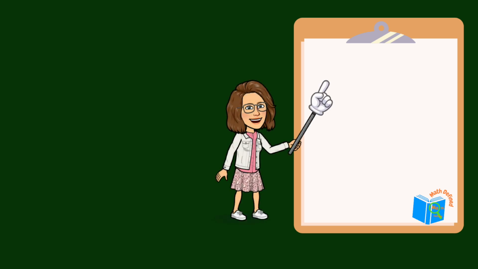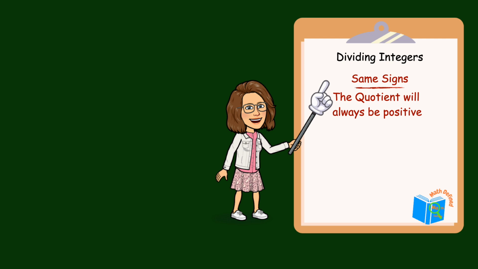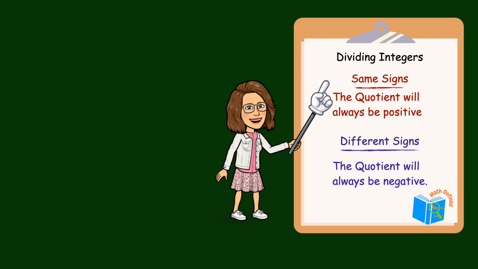Before we jump into some examples, let's start with the basic rules for dividing integers. Just like with multiplication, the sign of your answer or quotient depends on the signs of the numbers you're dividing. If both integers have the same sign, the quotient will always be positive. If the integers have different signs, the quotient will always be negative. Let's jump into some examples to see these rules in action.